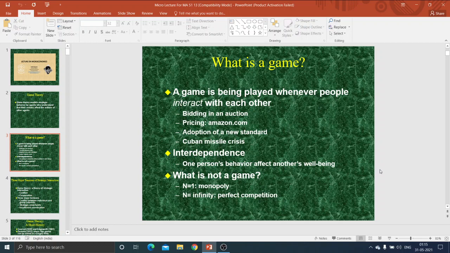What is not a game is actually one person playing by himself, such as monopoly. See, the problem with monopoly is that there is only one seller, so there is no interaction between sellers. The behavior of the seller is not influenced by any other seller, because no other seller literally exists. So in that context, it seems pretty awkward to classify monopoly as a game.